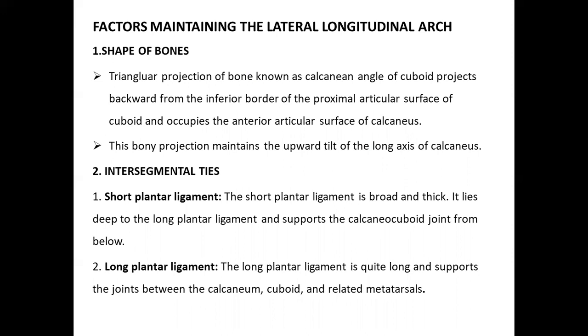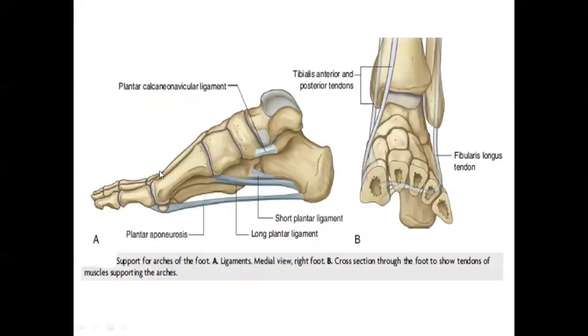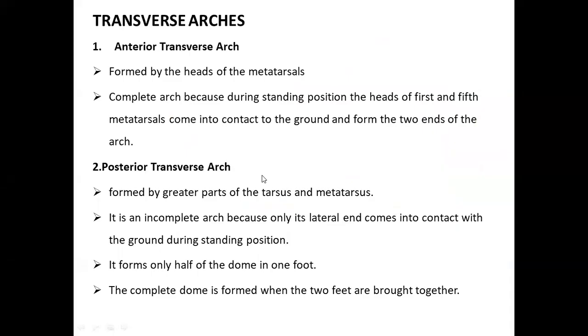Then we have intersegmental ties. The intersegmental ties here are supported by short plantar ligaments and long plantar ligaments. They act as intersegmental ties and different bones को जोड़ के रखते हैं. The short plantar ligament is broad and thick. It lies deep to the long plantar ligament and it supports the calcaneocuboid joint from below. The long plantar ligament is long and supports the joints between the calcaneum, the cuboid, and the metatarsal bones. So ये intersegmental ties की तरह act करती हैं.